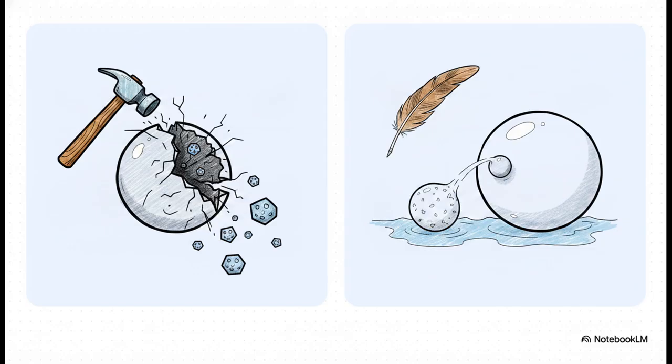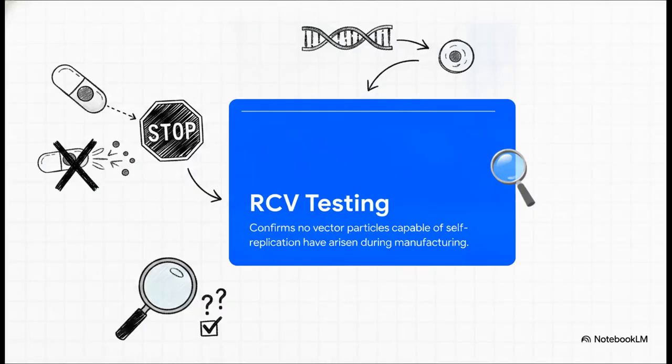Because lentiviral vectors actually integrate into the patient's DNA, safety is obviously paramount. And that brings us to replication-competent virus, or RCV testing. We engineer these vectors to deliver a payload and then just stop. They should never, ever be able to multiply on their own. So RCV testing is a defining safety control to confirm no vector particles capable of self-replication have inadvertently arisen during manufacturing. It directly addresses a specific, really high-stakes risk that is inherent to these integrating vector classes.